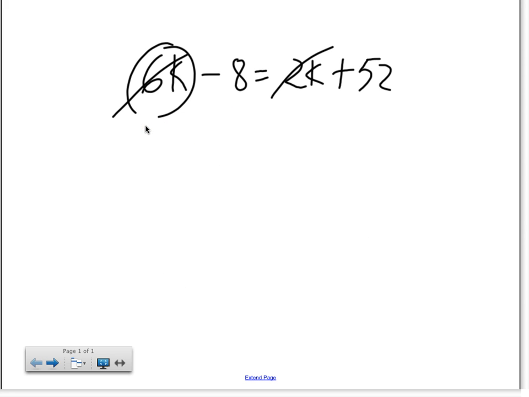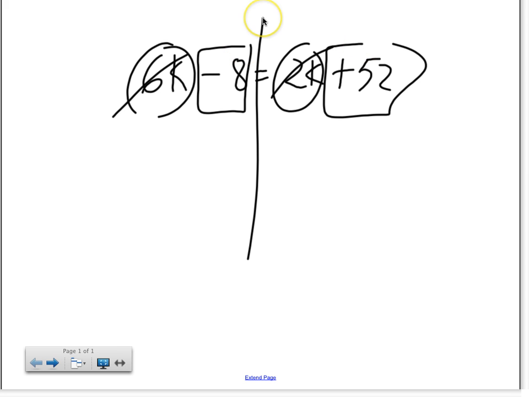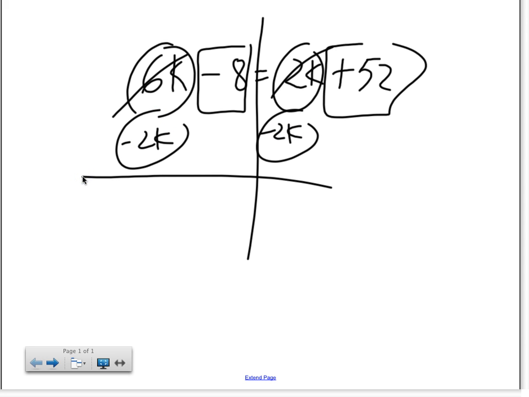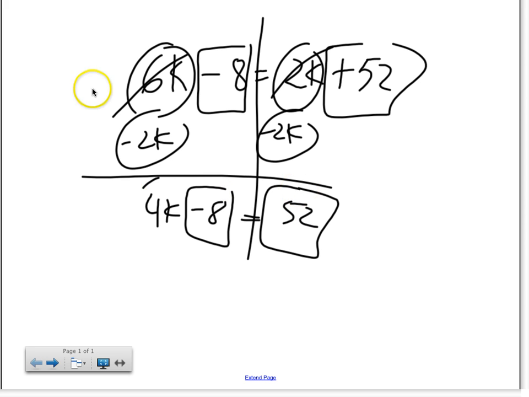Okay, circle all the variables and box all the numbers. So I'm going to move the circle on the left and all the boxes to the right. Okay, how about that? So I'm going to move 2k over. Notice we're getting the same stuff. 4k minus 8 equals 52. And I'm still trying to move the box over, right?